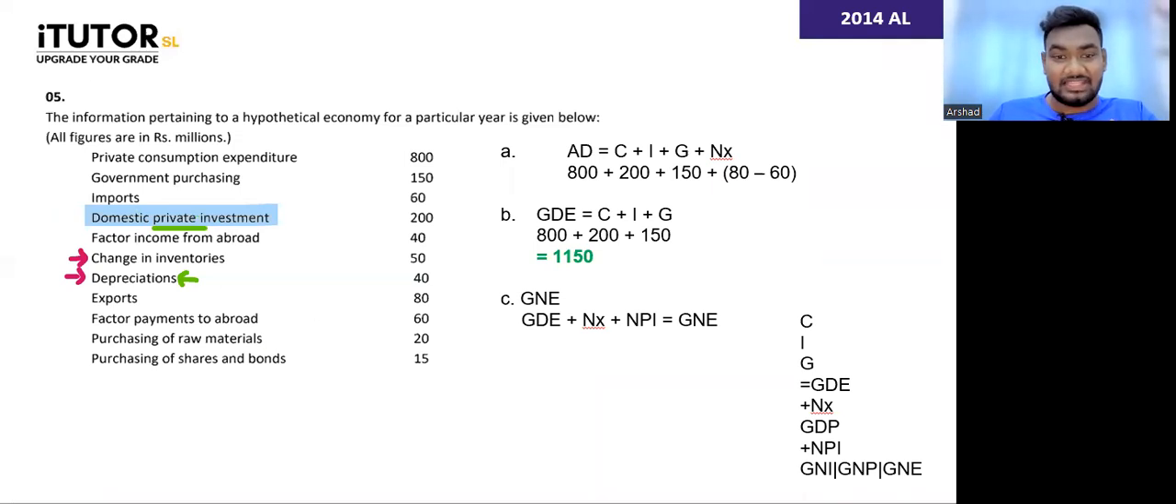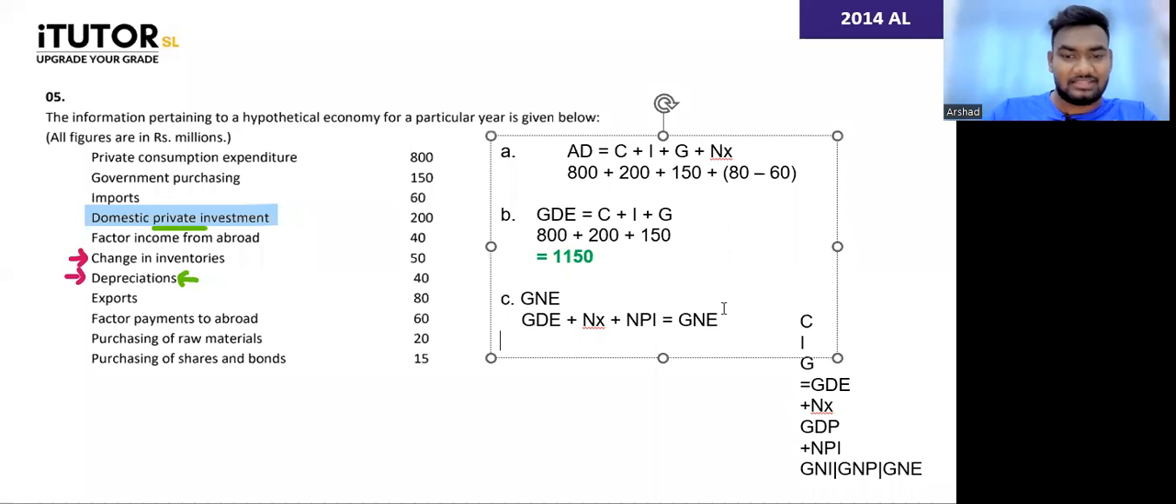So according to my example, guess how much, not my example, past paper, how much should GNE be? GDE 1150, or you can take 1190 if you add depreciation also. Plus net exports is how much? Exports are 80, imports are 60. So 80 minus 60 is net exports.